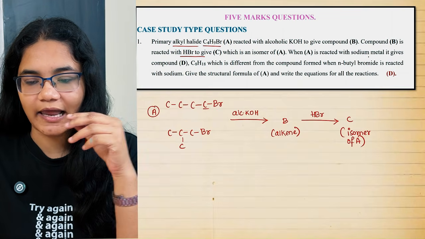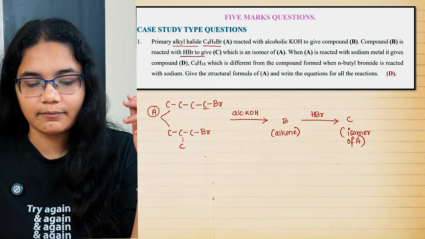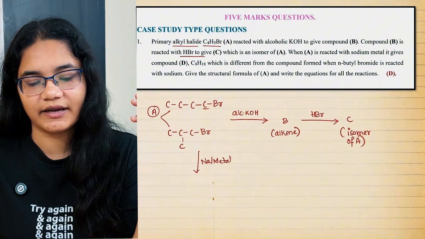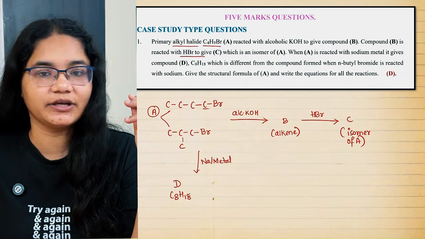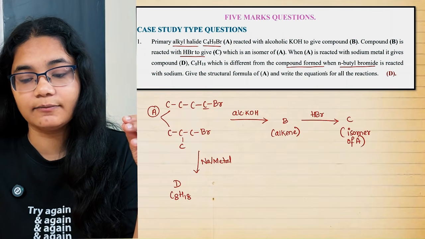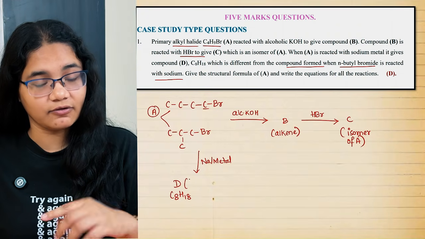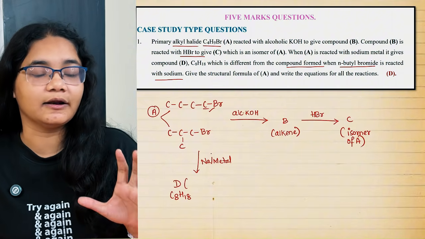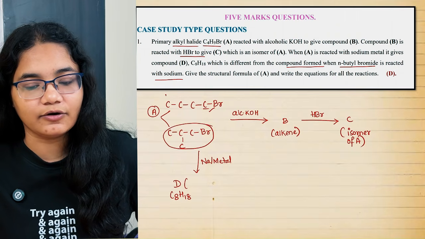Next, A is reacted with sodium metal. We don't know which of these is A. When it reacts with sodium metal, which reaction is this? This is our Wurtz reaction. It gives you compound D, whose molecular formula is C8H18, which is different from the compound formed when n-butyl bromide is reacted with sodium in ether. So from this we can easily conclude that A is this one and not this one.